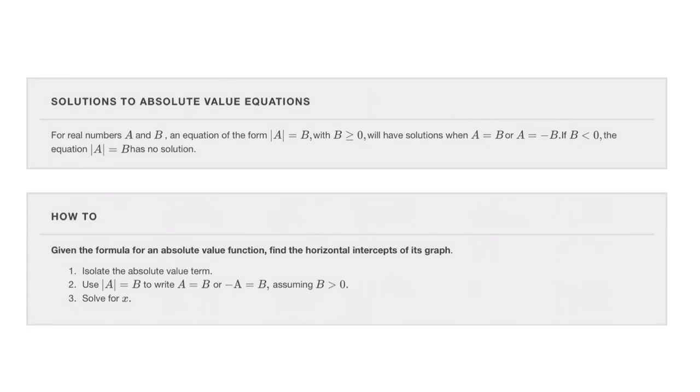Okay, so solutions to absolute value equations. For real numbers a and b, an equation of the form absolute value of a equals b, where b is positive, will have the solutions a equals b or a equals negative b. If b is negative, then the absolute value of a equals b has no solution, right? Because absolute value is always going to give us a non-negative. So given the formula for an absolute value function, to find the horizontal intercepts of the graph, isolate the absolute value term. Use the absolute value of a equals b to write a equals b or negative a equals b, assuming that b is positive, and then solve for x.